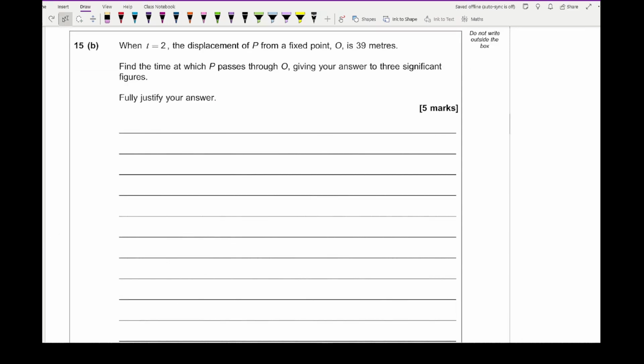In part B, the question says when t is equal to 2, the displacement of P from fixed point O is 39 metres. Find the time at which P passes through O. Give your answer to 3 significant figures. Fully justify your answer. Now, fully justify your answer means to take your answer and show all those algebraic steps.